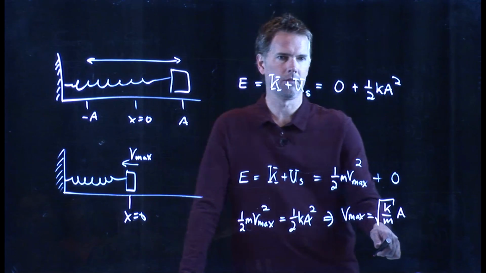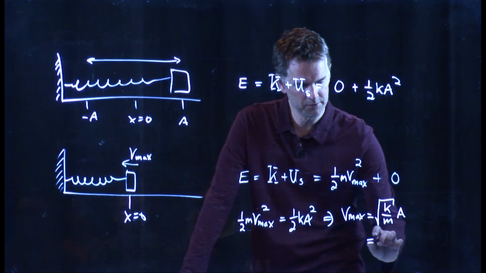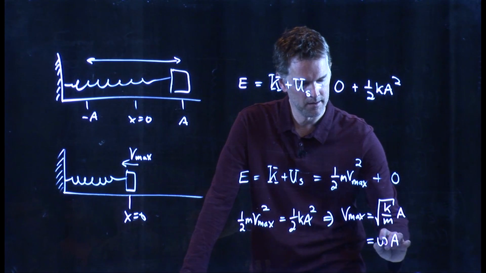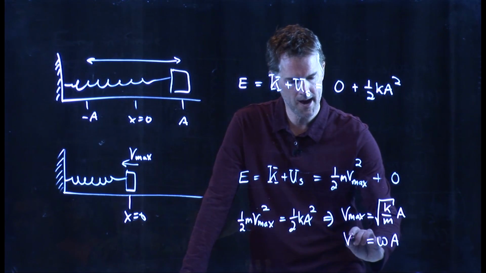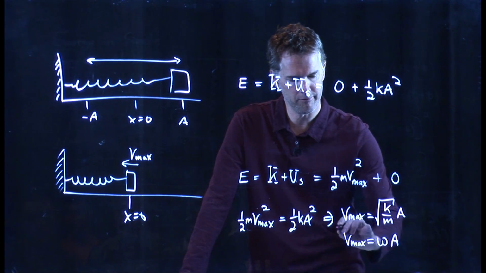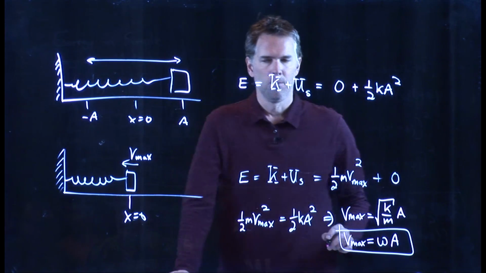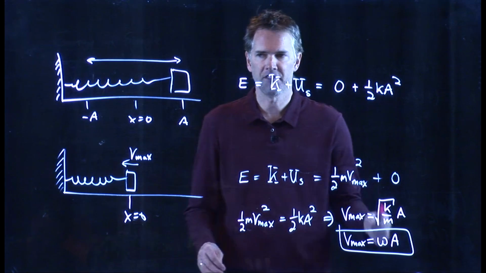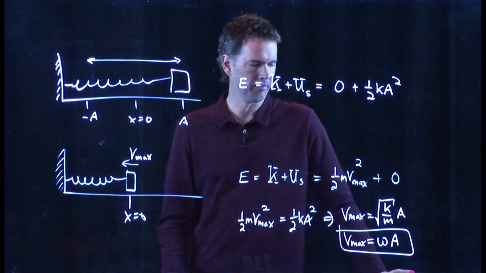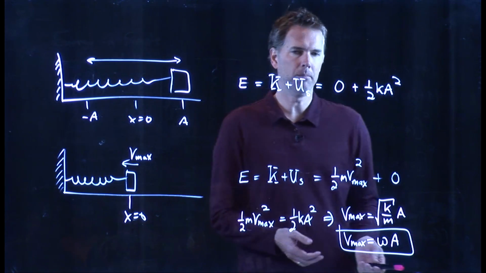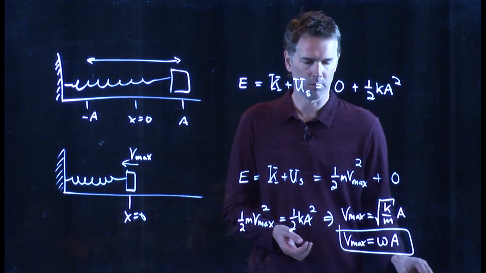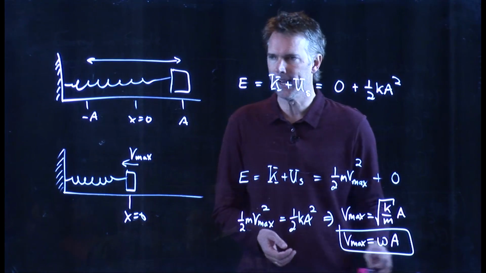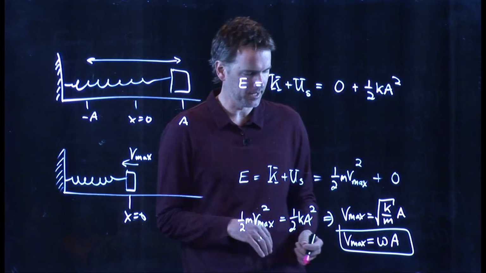But we already knew this because this is just omega. And when we wrote down the equation for v, we said it was negative omega a times the sine of omega t plus phi. And the biggest that sine can be is 1. So what's the maximum speed? Omega times a, everything that's multiplying that sine.